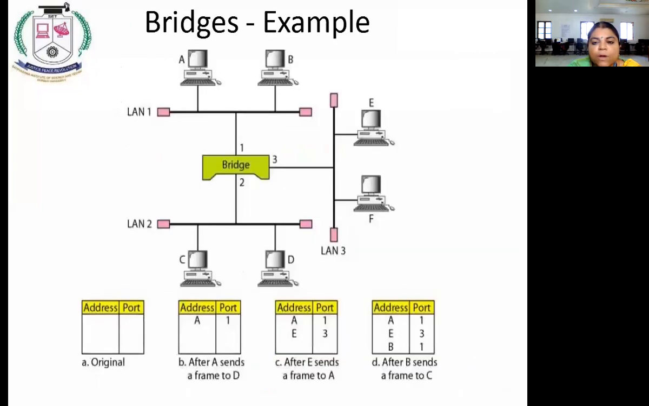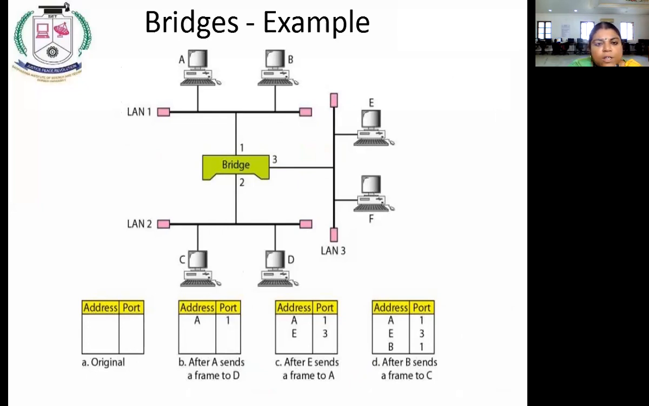Okay, so now we'll look at this network. We see here that we have how many LANs connected? We have 3 LANs. Bridges can be used to connect any number of networks. In this case, we have 3 different LANs: LAN 1, LAN 2, and LAN 3. We'll see how the bridge table is formed now.